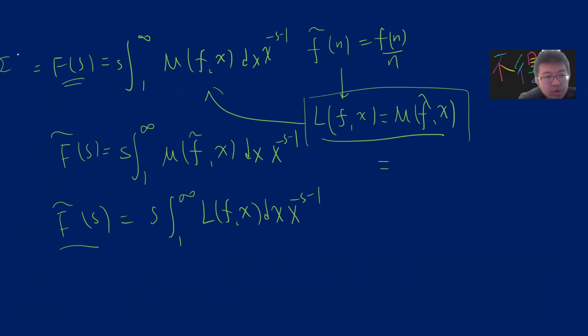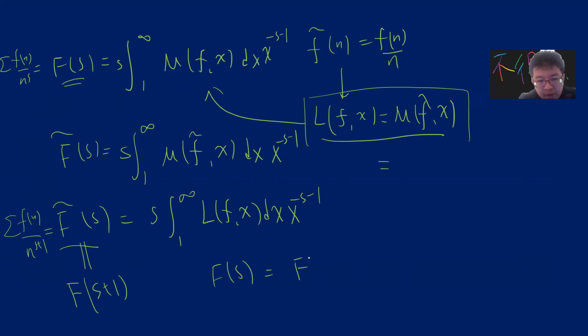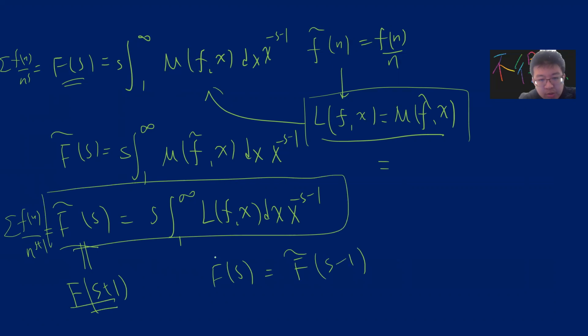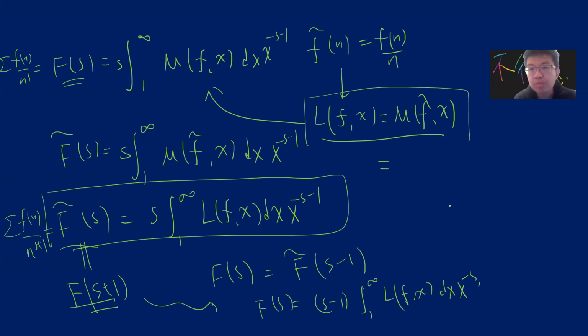This is just the summation of f(n) over n^s, and F tilde will be the summation of f(n) over n^(s+1). So all you need to do is very simple. You can plug this in: F(s+1) is F tilde(s), which tells you that F(s) will be F tilde(s minus 1). So you get F(s) equals s minus 1 times the integral from 1 to infinity of L_f(x) x^(-s) dx. Now we have proved that 1 implies 2.